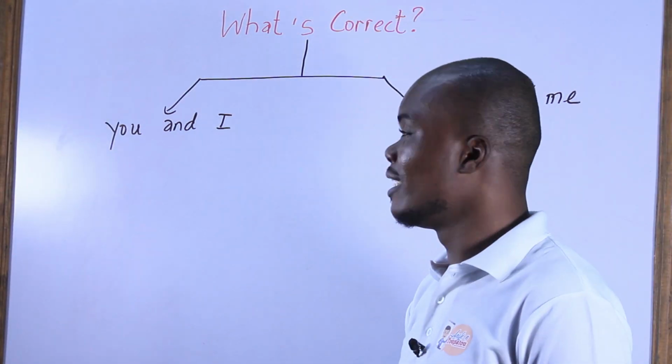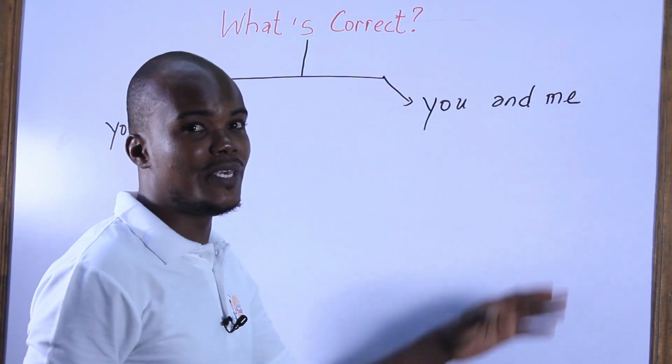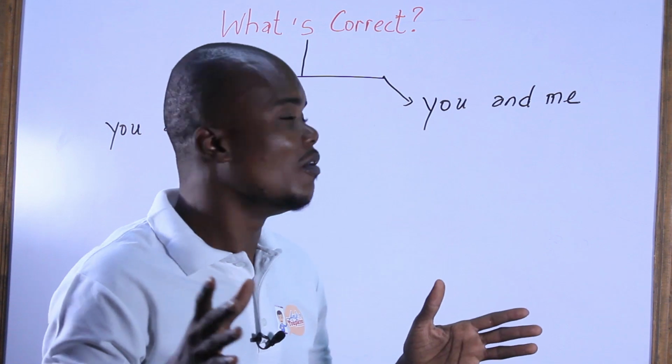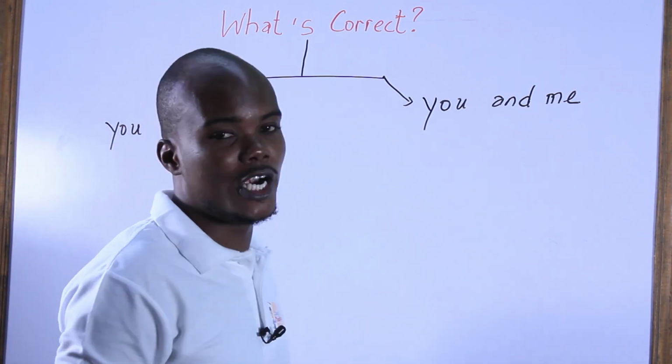What's correct? You and I or you and me? People have trouble knowing what to say. You and I or you and me?